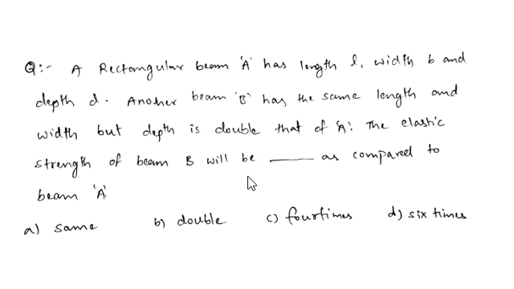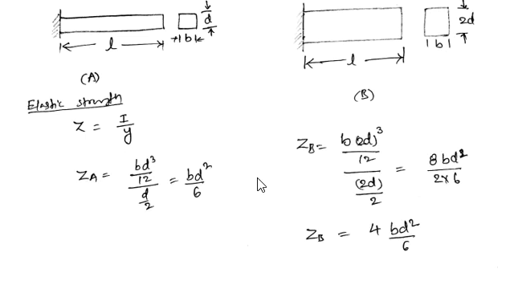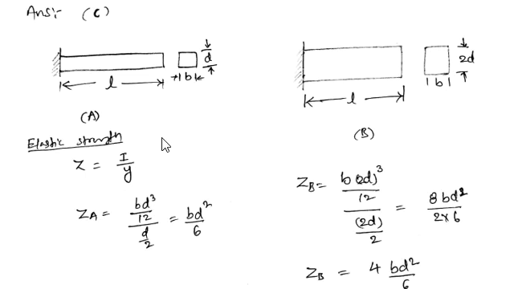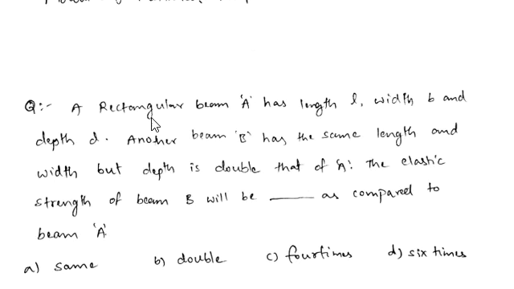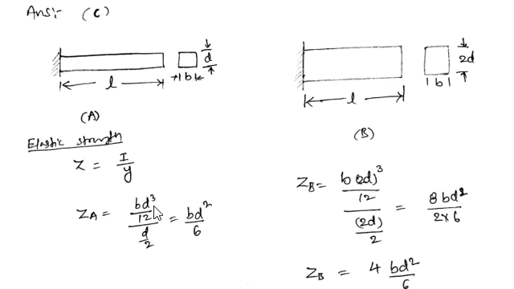The question is asking for the comparison of elastic strength. Elastic strength depends upon the section modulus only. Means when you apply the load, what load it can resist within the elastic limits, or the load required to produce the elastic deformation. So the elastic strength of the beam depends upon the section modulus of the beam. We know section modulus of the beam is I by Y. For the rectangular beam, I is BD cube by 12, and Y is D by 2, the distance from the neutral axis to the outermost layer.